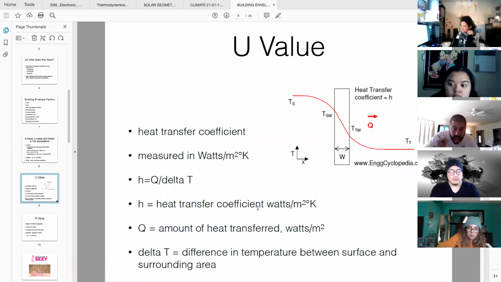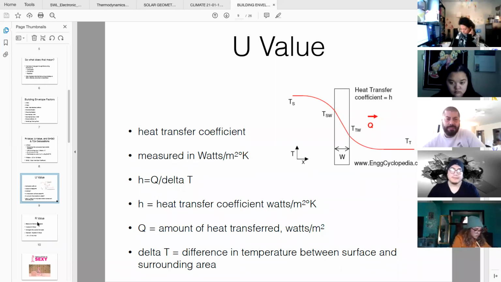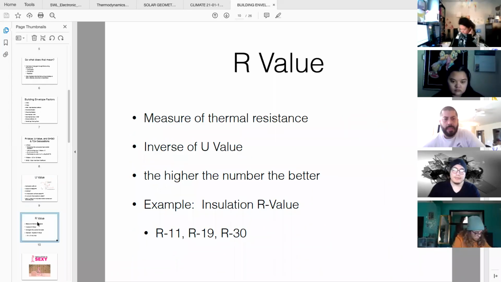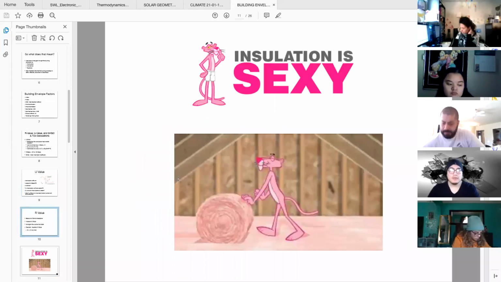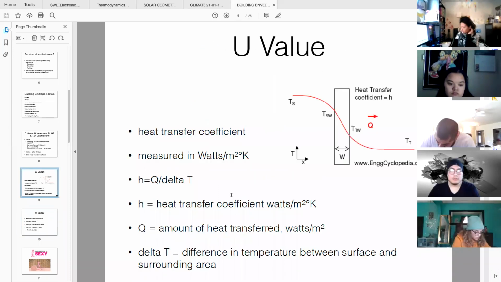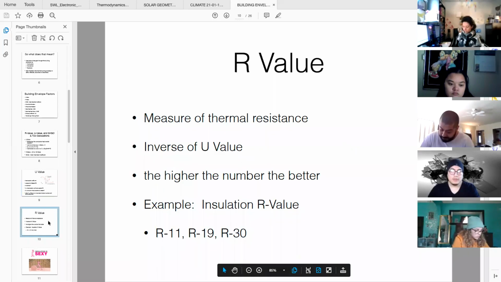I was going to take this out, but don't worry about this one. I forgot, it's all in not imperial measurements, so I don't want to confuse you guys. Okay, R value. Oops, no, wrong slide. R value.